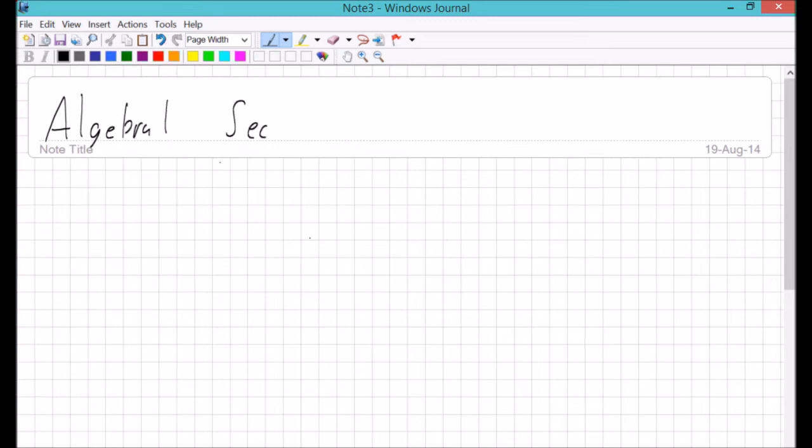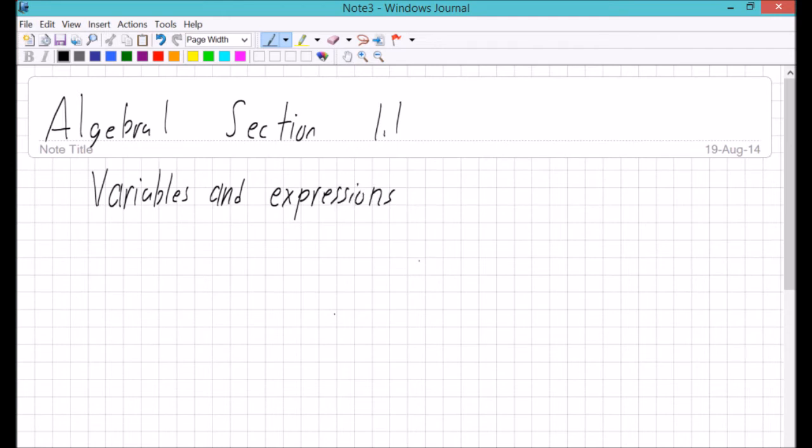And this is section 1.1. Algebra 1 tells us the course. The section tells us what section we're looking at. The first number in our section, the 1, represents chapter 1. The second number, 1, represents the first part of chapter 1. So this is Algebra 1, section 1.1. Its title is called Variables and Expressions. So we're going to write that down. Variables and Expressions.